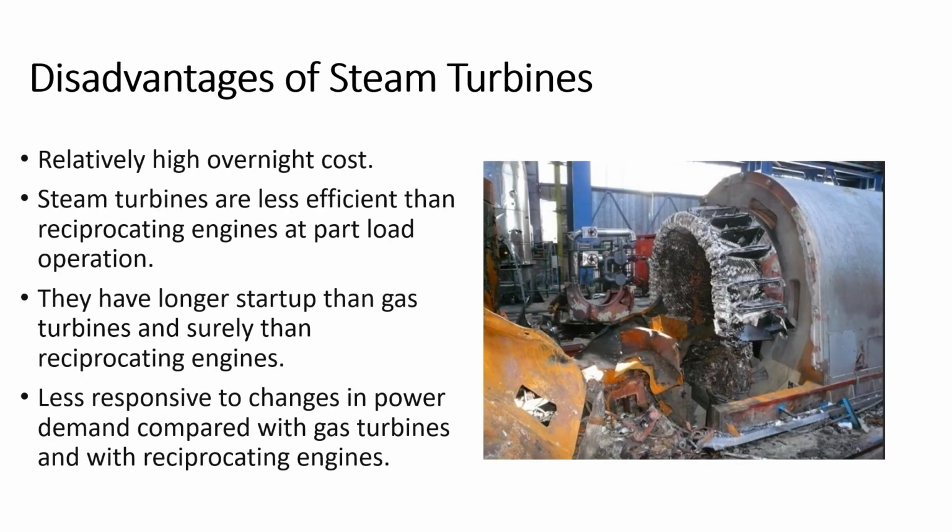And lastly, some disadvantages are: relatively high overnight cost. Steam turbines are less efficient than reciprocating engines at part load operation. They have longer startup than gas turbines and certainly than reciprocating engines. And they are less responsive to changes in power demand compared with gas turbines and with reciprocating engines.